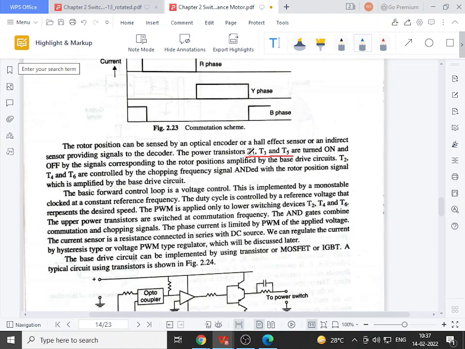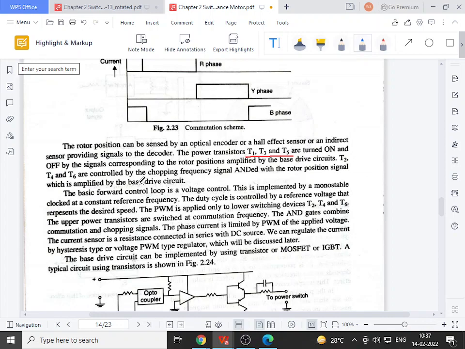The circuit consists of power transistors. We can use power IGBTs or power MOSFETs, depending upon the working condition of the SRM, that is, the value of current flowing through the stator winding, which is nothing but the current rating of the SRM. Depending upon that, we have to select the power semiconductor switches, either transistors, IGBTs or MOSFETs.